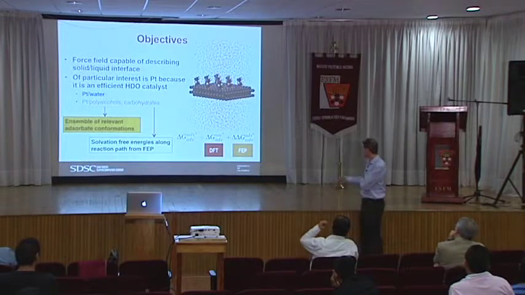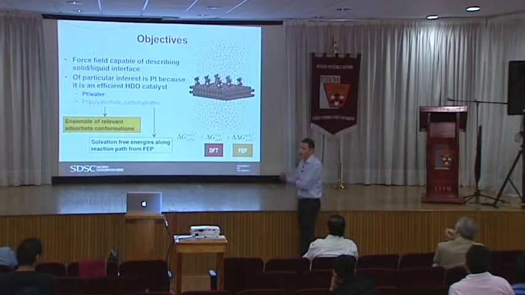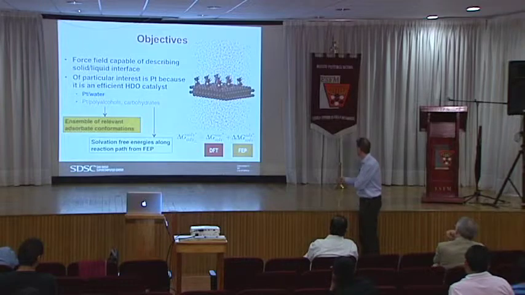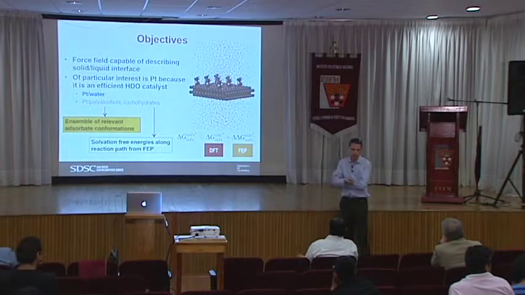And the other thing that we can do, of course, if we have an approximate reaction pathway, is estimate the solvation free energies along the reaction path from so-called free energy perturbation calculations. So we could basically get the vacuum adsorption energy from DFT, and then via free energy perturbation, approximate the solvent effects along the reaction coordinate.